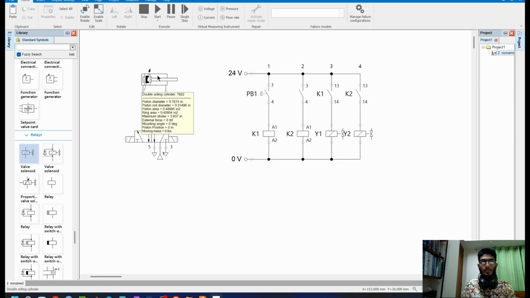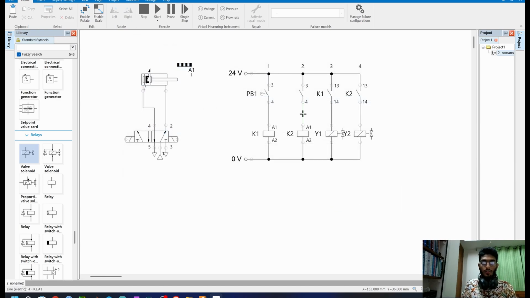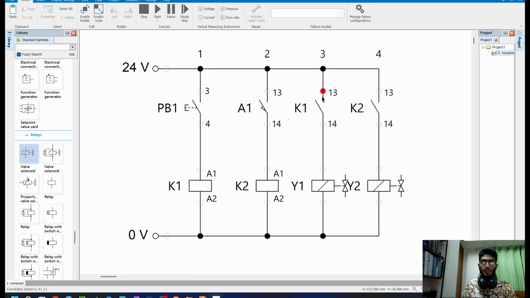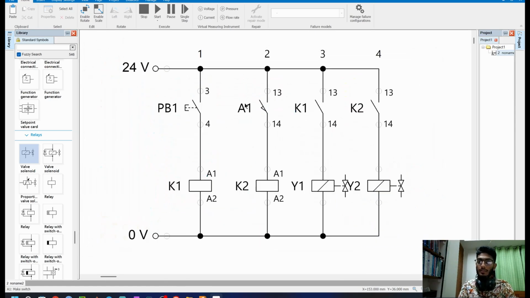And I have to make the identification on the cylinder also. So in the actuating levels, the unit is millimeter, start position 100, end position is also 100. And this limit switch will sense A1. Watch this carefully. This limit switch is sensing the end position of the cylinder, so it is physically present at the end of the cylinder. I discussed limit switches in a pure pneumatic system in this video. The concept is the same as in that video, but these two limit switches are getting their signal from the relay coils, so these are not physically present near the cylinder.